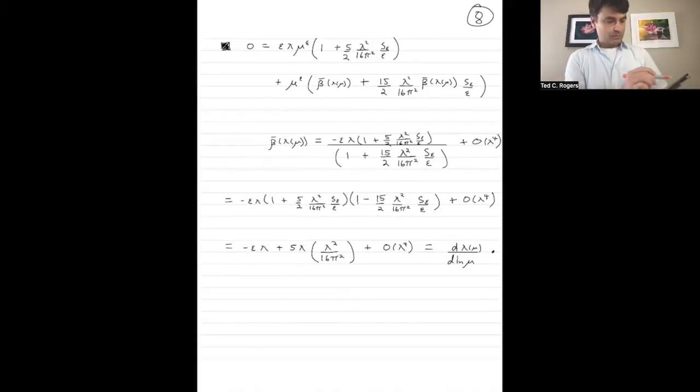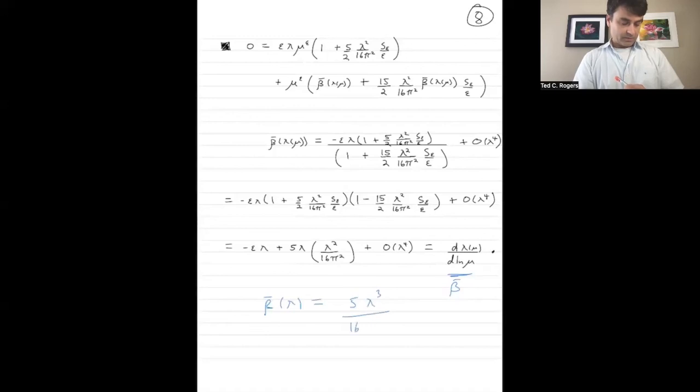So in other words, we have here, this is beta bar, and beta bar, if we truncate so that we drop anything past order lambda cubed, then beta bar of lambda is equal to 5 lambda cubed over 16 pi squared, and that's with taking epsilon to 0. All right. And we can solve that differential equation. Actually, before we do that, I'm just going to make a few more cosmetic changes.